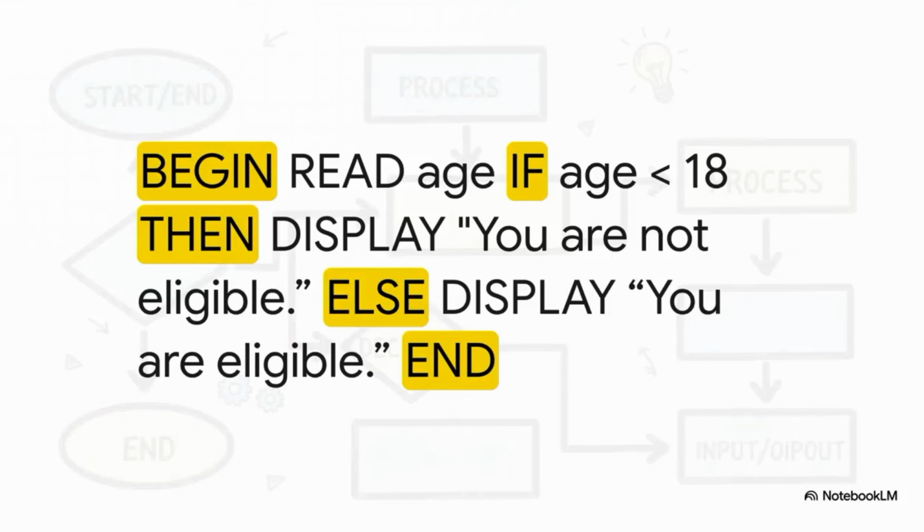And here's what that logic looks like written out. Don't worry, it's basically just plain English. We begin. We ask for the age, and we store it. Then we hit our big decision point. If the age is less than 18, then we display the not eligible message. Else, which just means in every other case, we display the eligible message. And then we end. It really is that simple.